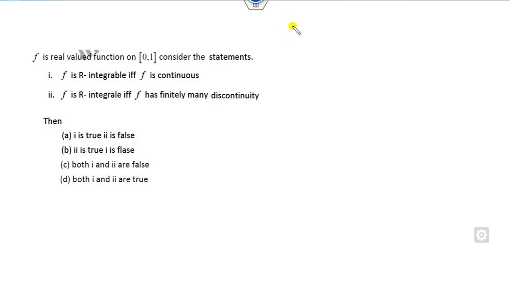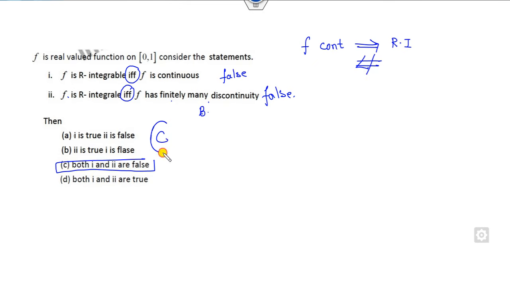Consider the following statement: f is Riemann integrable if and only if... That's a wrong statement, it's not if and only if. The statement is: if f is continuous, then it is Riemann integrable, but the converse is not true. Again, it has finitely many discontinuities, but we need boundedness as well. So both these statements are false, and that is the right answer. It must be bounded as well, then only the statement is satisfied, but none of these is a correct statement.